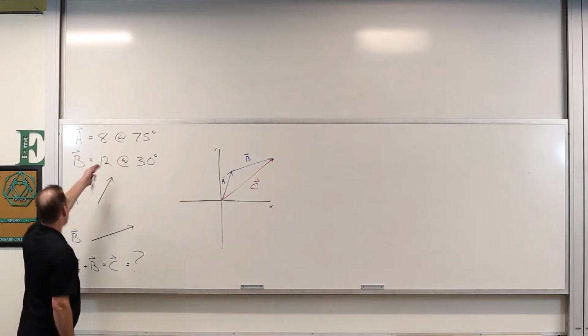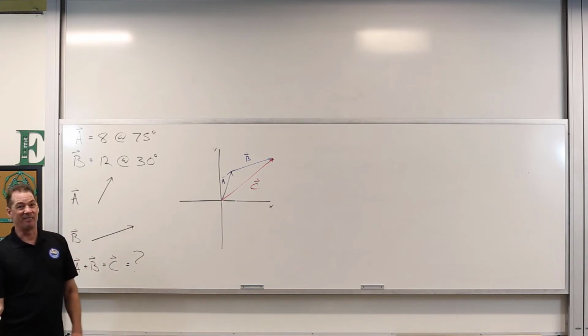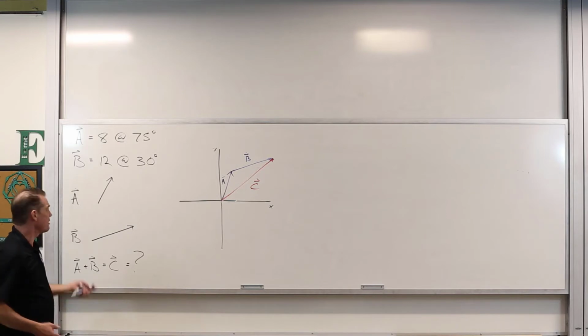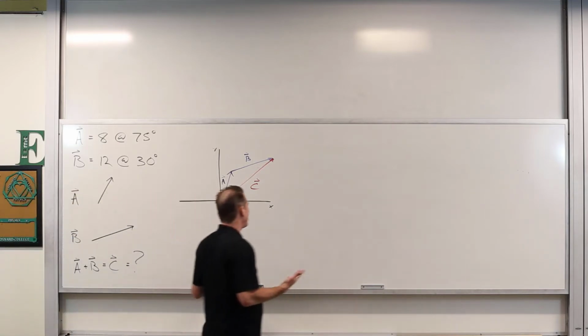Should we just add 8 plus 12 and say, hey, it's 20? And the answer is definitely not. You can't just add magnitudes. These are in different directions. If they're going to be the same direction, then that's okay, but that's not the case here.